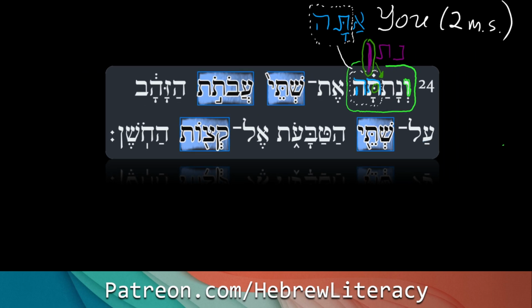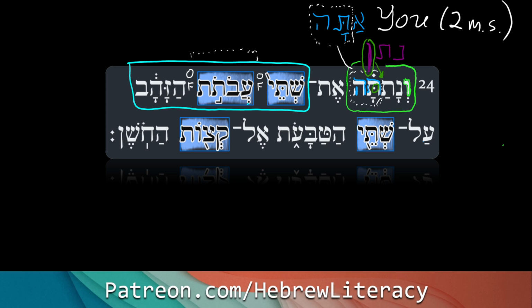Nice construct chain here. And remember, whenever we have a construct chain, we try to put the word of in our translation in between each of those words. Unless it sounds funny, then you can drop it. Right? The chain is doing that for us. It's giving us the of between all the words. And when the last word is definite, we're going to put the in front of all the words. And this last word is definite because it has the definite article on it. The word for the is the prefix ha.